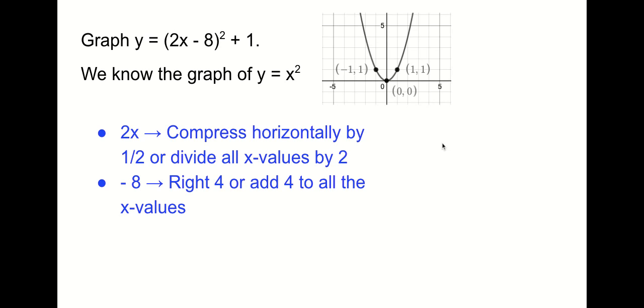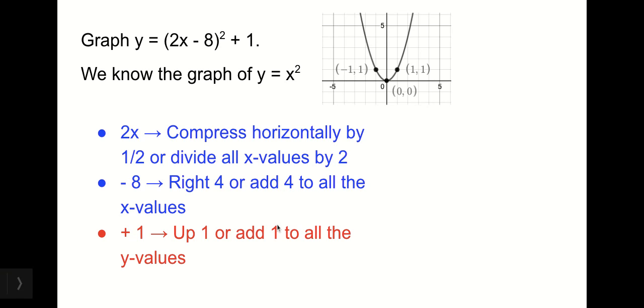And then the plus 1 is just up 1. So we're going to add 1 to all the y values. So what do we have to do? We have to add 4 to all the x values. We have to add 1 to all the y values. And we have to compress all the x values by a half.